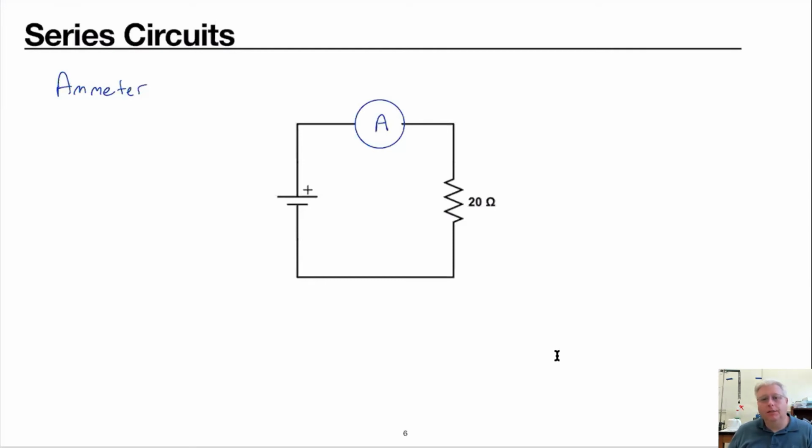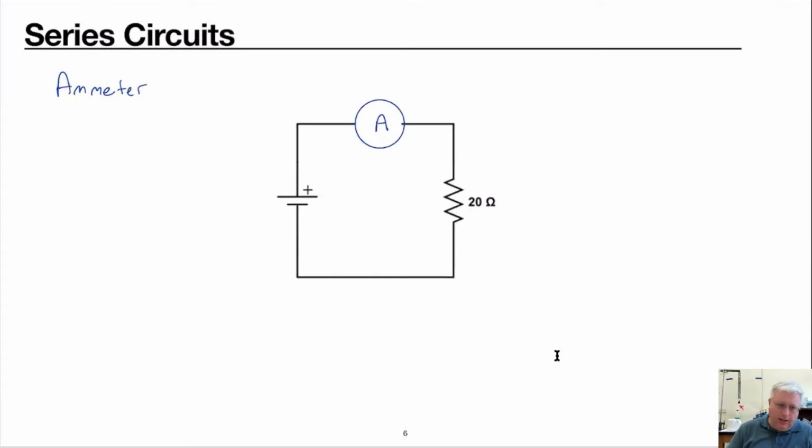The resistance of an ammeter is designed to be small so that it doesn't affect the measurement of the current inside the circuit. If it had a lot of resistance, like even 1 ohm in this circuit of 20 ohms, it could affect the measurement of what current is flowing through there.